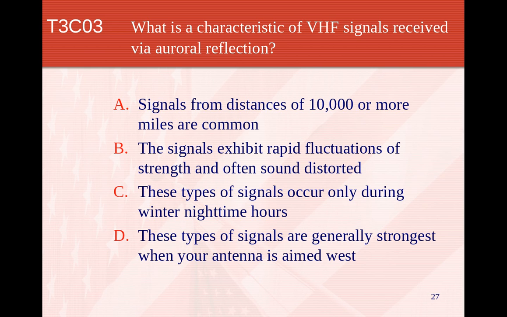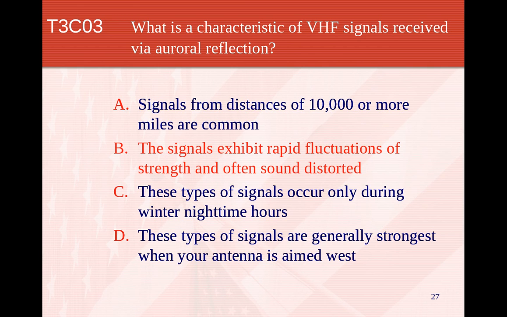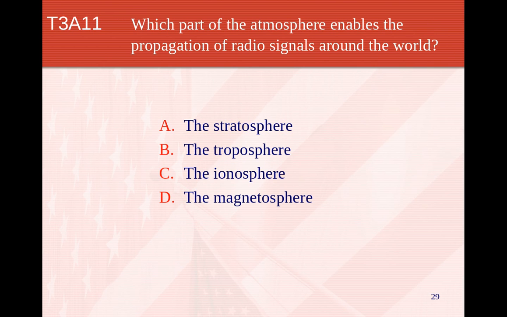What are the characteristics of VHF signals received by auroral reflection? The signals exhibited rapid fluctuations of strength and often sound distorted. What band is best suited to communicating via meteor scatter? 6 meters.